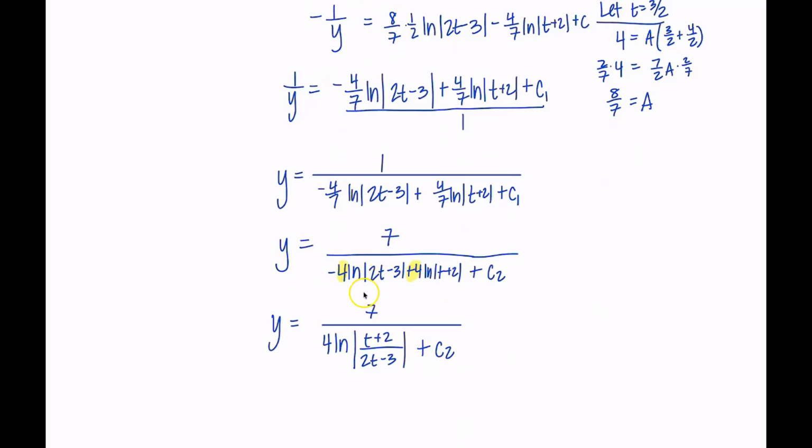And we know that if we subtract two logs, it becomes log of a quotient. But the one that's subtracted is the one that goes on the bottom of the inside, and the one that was added is the one that's on the top on the inside. So this is as nice as we can kind of get it for our general solution.